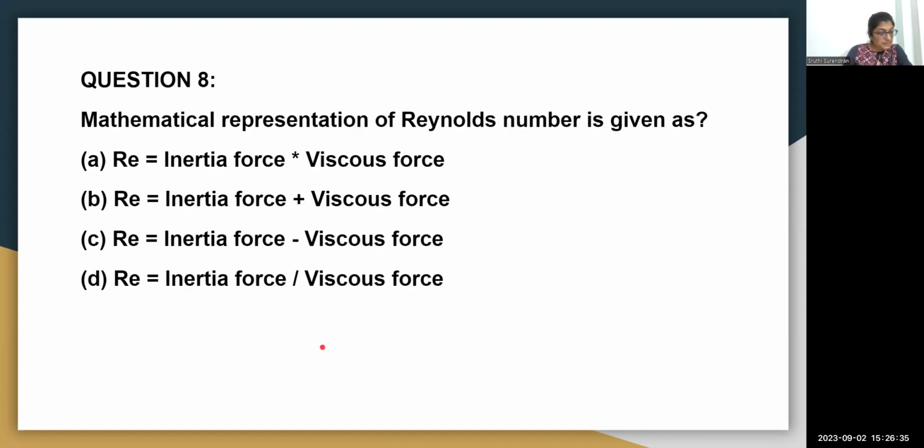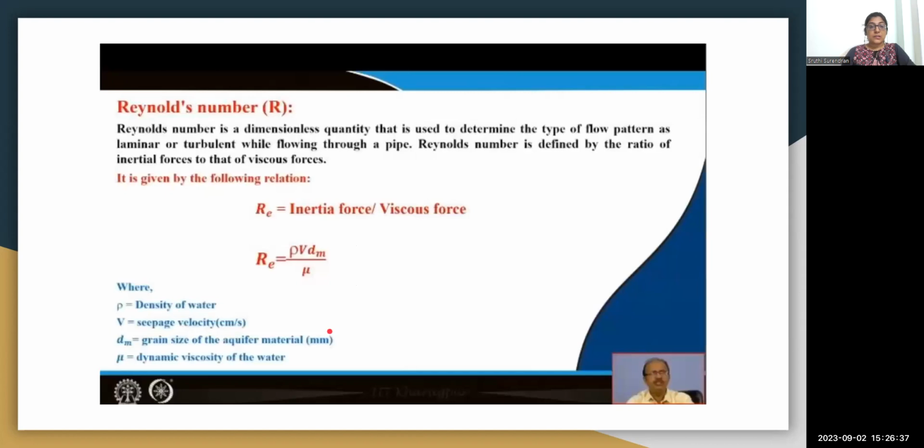Let's move on to the answer. So Reynolds number is a dimensionless quantity that describes what kind of flow pattern is existing, what type of flow is happening. So when we consider the flow that is occurring through the aquifer, what kind of flow is occurring through it? Is it a laminar flow or is it a turbulent flow?